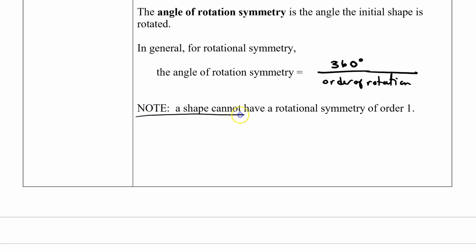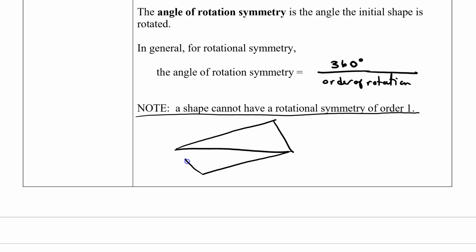Please note, a shape cannot have a rotational symmetry of order 1. We can have 2. If I have a shape that looks like this and I rotate it, it's going to look something like this. This would have a rotational symmetry of order 2 because it takes one shape and then 2 shapes to get back to the original again. But something cannot have a rotational symmetry of order 1, because then it's simply not rotated.